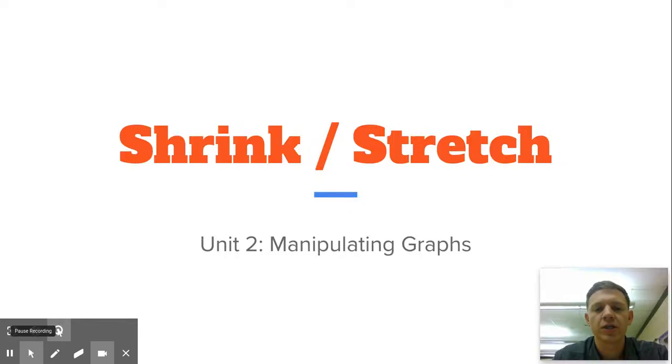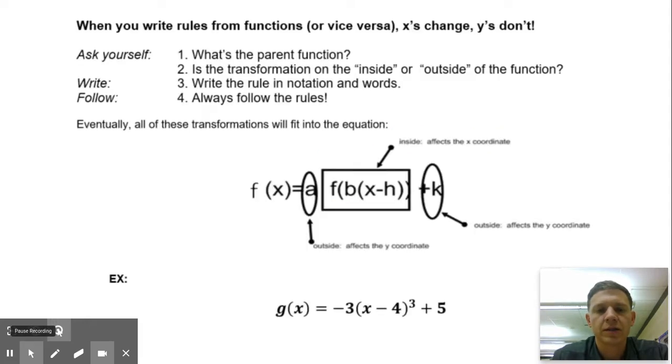Welcome to Shrinking and Stretching, Unit 2, Manipulating Graphs. We'll again start with the same slide.